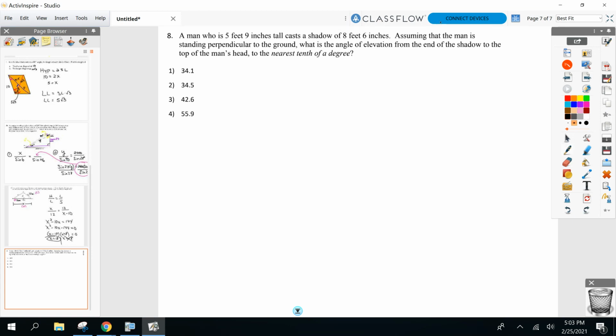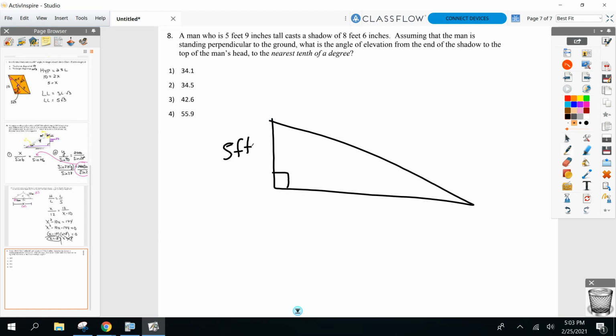Oh man, 5'9". Cast a shadow, so we're doing right triangle. Guy 5 feet 9 inches to the ground, cast a shadow of 8 feet 6 inches. Assuming the man is standing perpendicular, right angle, what's the angle of elevation, which would be this one right here, ground up, from the end of the shadow. Okay, so there it is. That's the one I'm looking for.